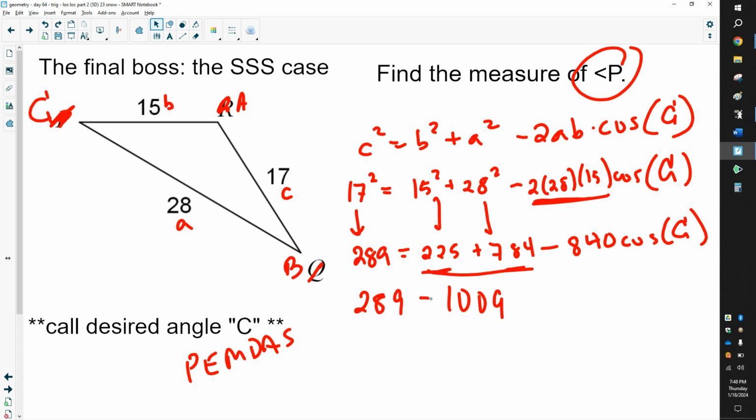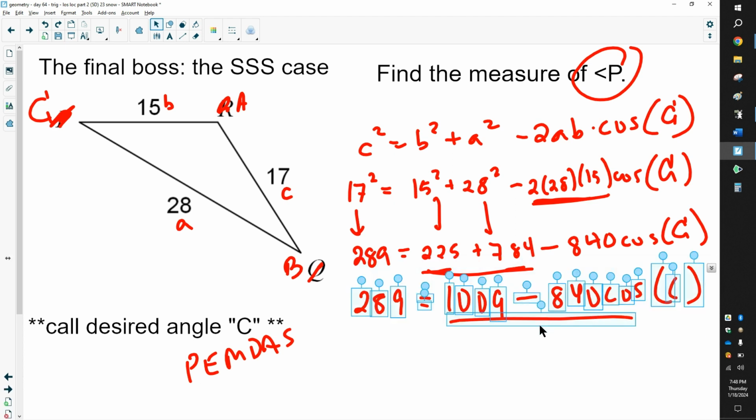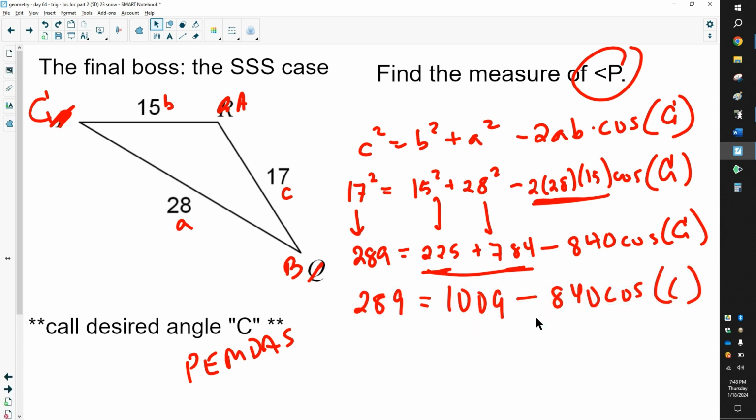So 289 equals 1009 minus 840 cosine of c. Again, I cannot combine these because one has a variable, cosine of c, and the other one doesn't. So let's go ahead and subtract the 1009 from both sides. The reason I'm doing this is I'm trying to get angle C, formerly known as angle P. And the more I get cosine of C isolated, the closer I'll be to getting C isolated.